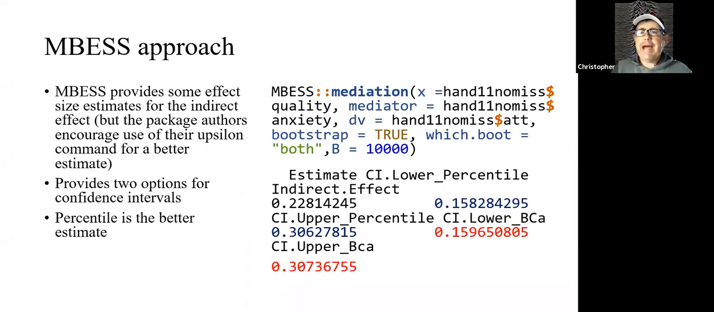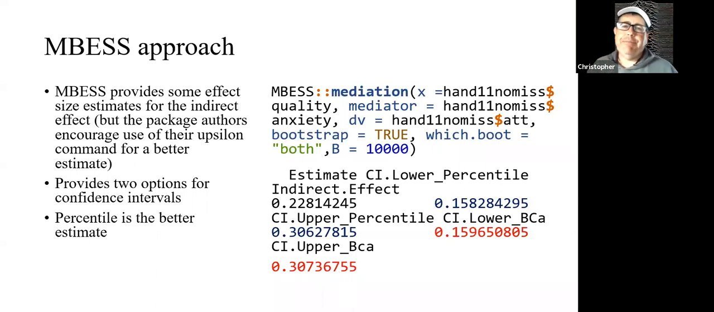All right, another package here is MBESS. MBESS is really a package that's mostly about effect sizes, but it does provide some effect size estimates for indirect effects. Although in this part of the MBESS package, I think most of the effects that are estimated have been shown to be limited in one way or another. The package authors encourage use of a different package if you wanted a mediation effect size, but really hardly anybody deals with mediation effect sizes, so we won't go into it.